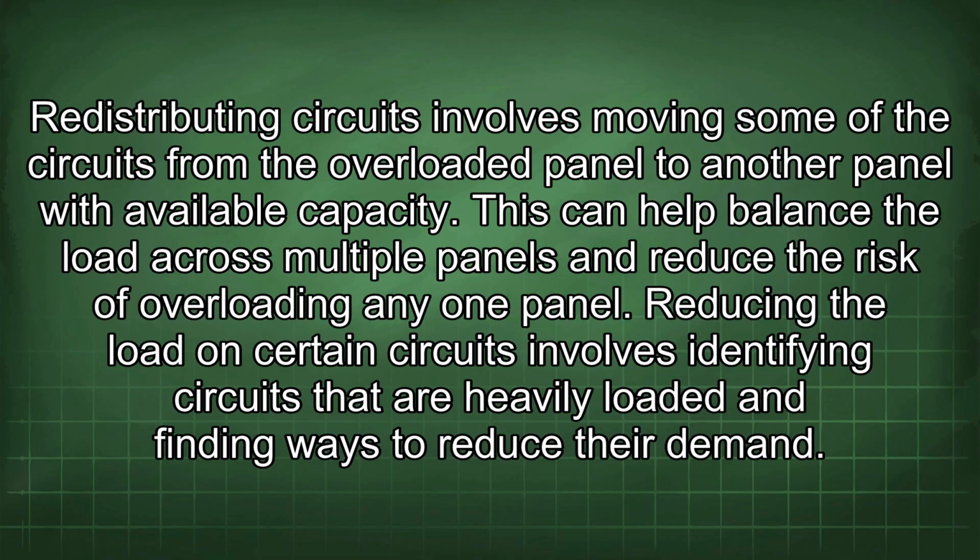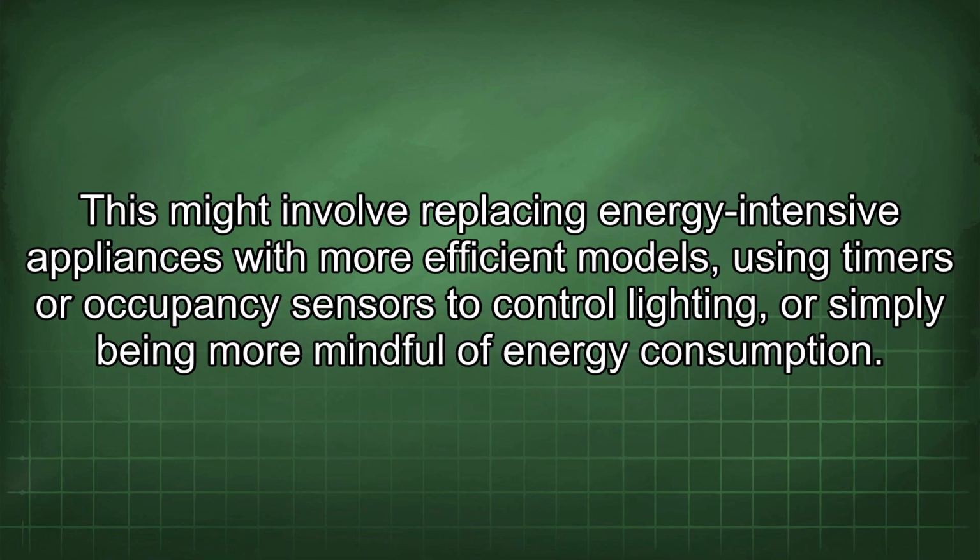Reducing the load on certain circuits involves identifying circuits that are heavily loaded and finding ways to reduce their demand. This might involve replacing energy-intensive appliances with more efficient models, using timers or occupancy sensors to control lighting, or simply being more mindful of energy consumption.